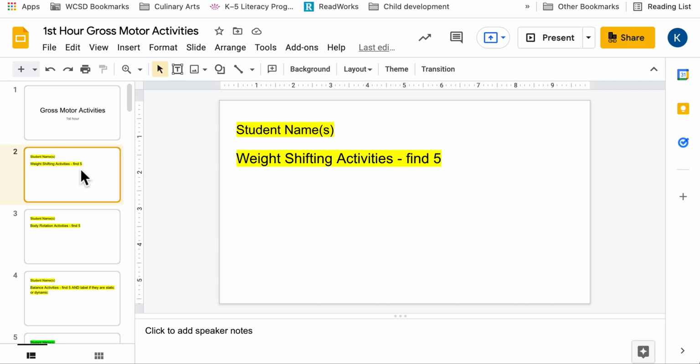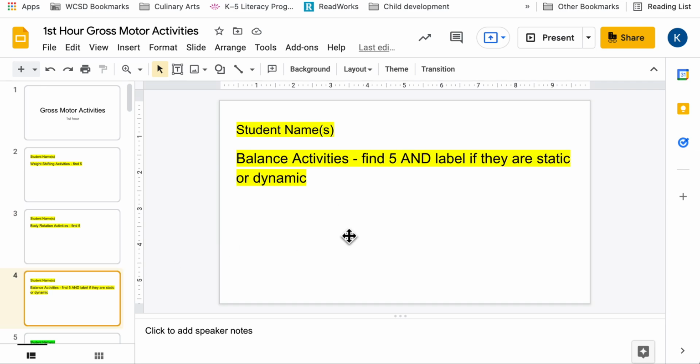Okay, now the goal is with the rest of our time to find 5 activities today, and it can be any 5 you want. So you could find all of your weight shifting ones today. You could find one for shifting weight. You could find 2 for body rotation and then maybe 2 for balance. Any combination, as long as you're trying to find 5 before you leave class today.